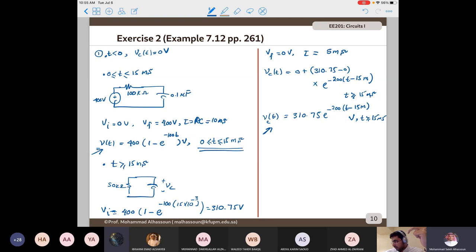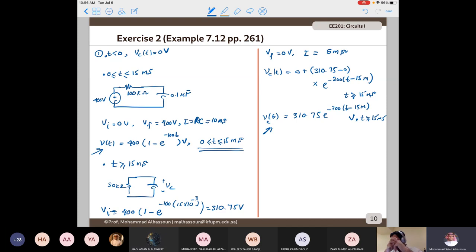Hadi? Doctor, in the first interval, should it be just t less than 15 milliseconds, without equal? Here's the thing. What do we know about the voltage across the capacitor? It doesn't change instantaneously. So whether we use less than or equal or just less than, it should be exactly the same. Okay, I got it. It doesn't matter.